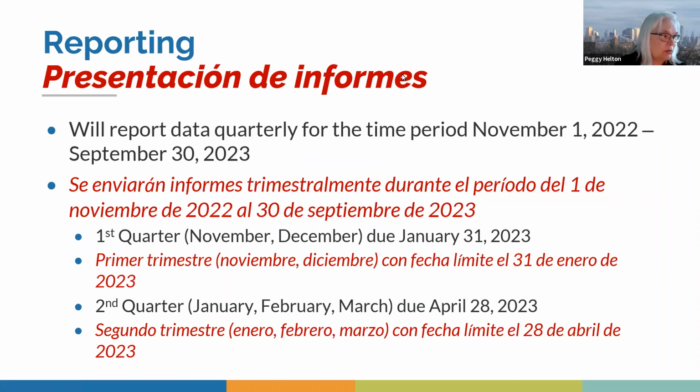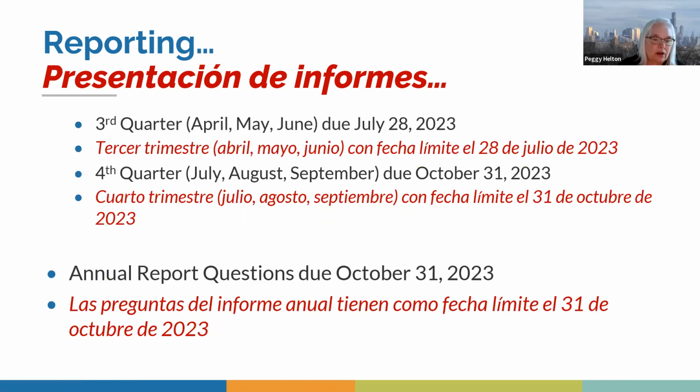So on to reporting. We'll report data quarterly, for the time period of November 1st through September 30th. Since we are starting the grant late, your first quarterly report is going to be for 2 months, for November and December, and that'll be due January 31st. Your second quarter, which is January, February, March, will be due April 28th. Your third quarter will be due July 28th, and then your fourth quarter will be due October 31st.